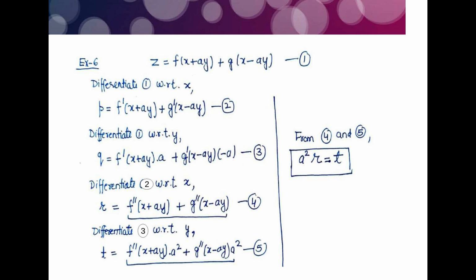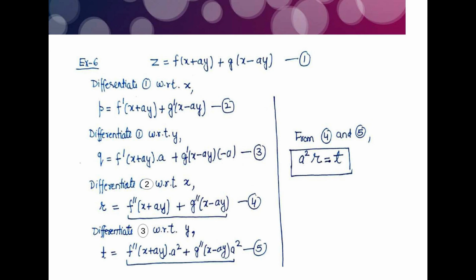Consider example 6, given by equation number 1, z equal to f of x plus ay plus g of x minus ay. Here if you want, you can define two new variables, u as x plus ay and v as x minus ay, that is the arguments of these two functions f and g, and then you can take the derivatives. But here we have just one argument, so I am keeping this as it is.